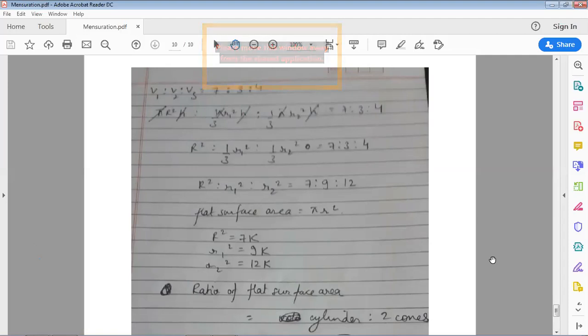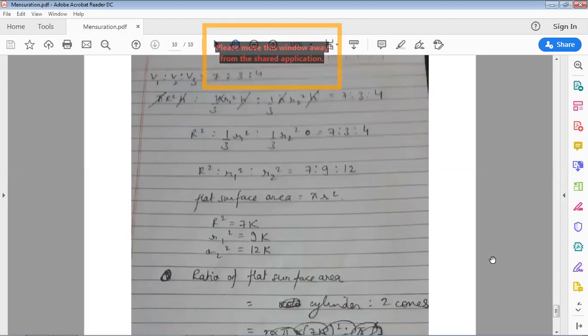And that's the area of the circle only for both of them. Flat surface area is equal to pi r square in case of cylinder and cone. So now what I have done is I have changed the ratio into numbers. And how do we do it? We do it by adding variables to the ratios. What I have done is r square is equal to 7k, r1 square is equal to 9k, r2 square is equal to 12k.